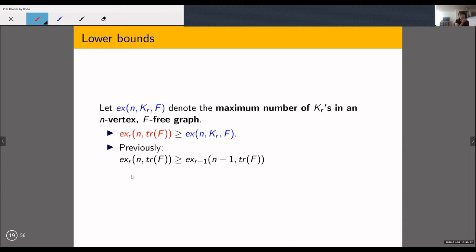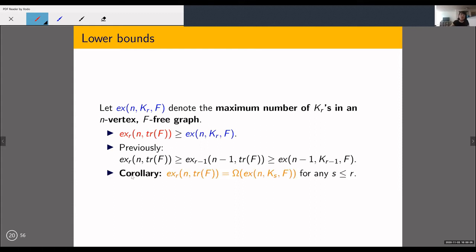All right, so previously what we saw was this non-decreasing growth of this function. And now we can use as another lower bound this generalized Turán number inside graphs. As a corollary, we get that the Turán number of the trace of F is at least the order of the maximum number of cliques of order s in an F-free graph. But here, the size of the cliques can be any number from 2 to r. So we will be at least as big as all of those functions.